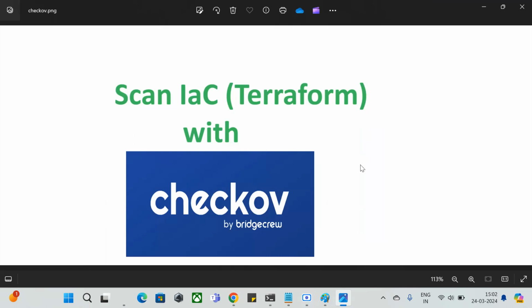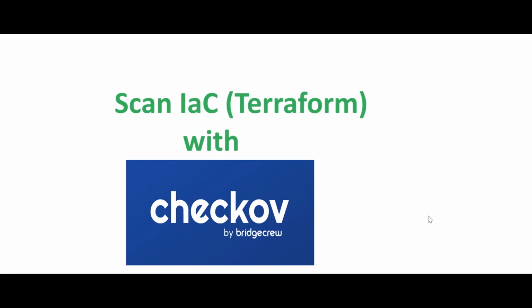Today we will be discussing scanning infrastructure as code, which people regularly write using Terraform, CloudFormation, or ARM with Checkov. So there is a problem statement. Currently, technical teams have been using multiple cloud providers such as AWS, Azure, and Google Cloud. We have Alibaba and a bunch of other cloud providers available in the market.